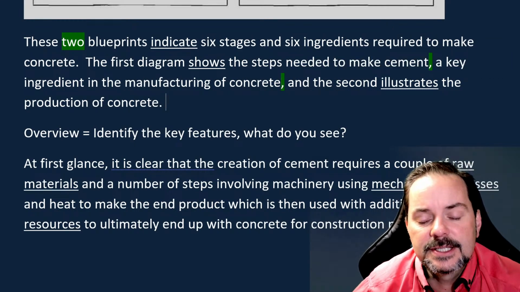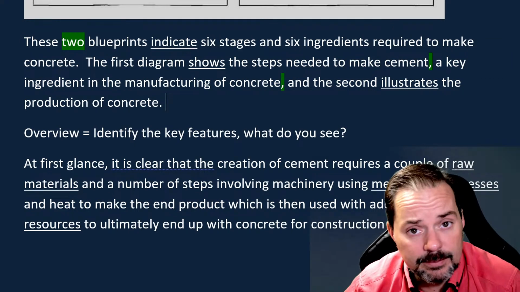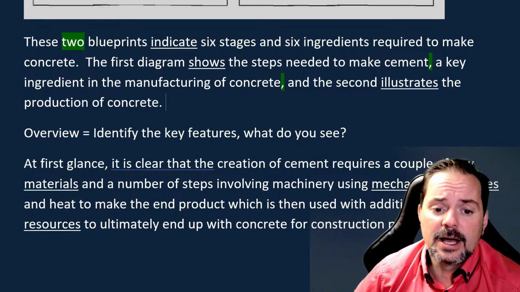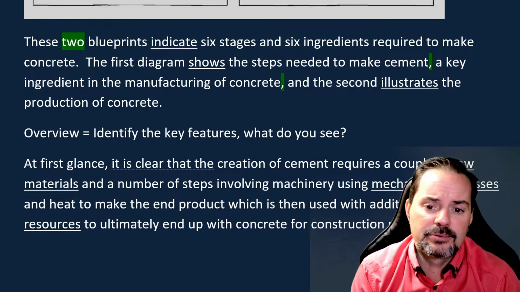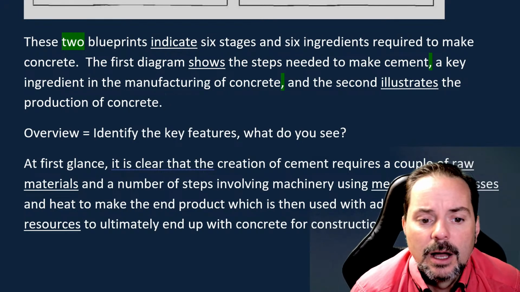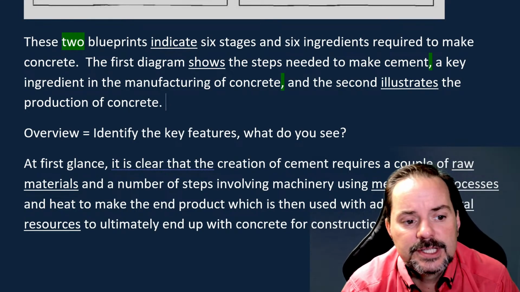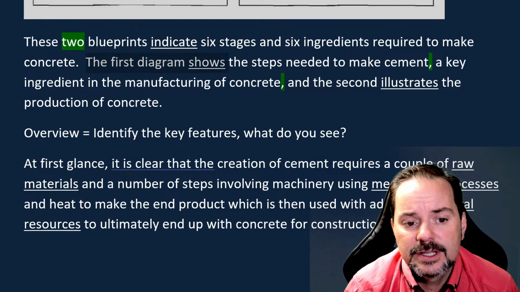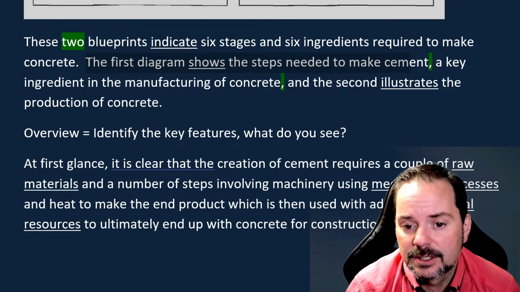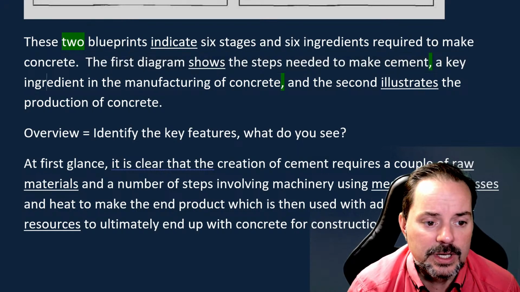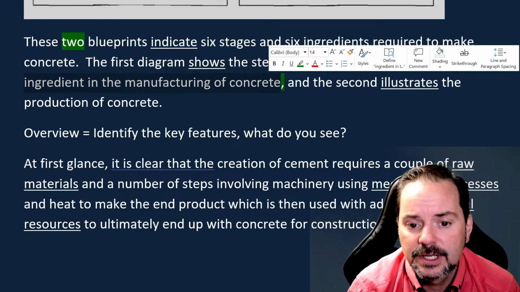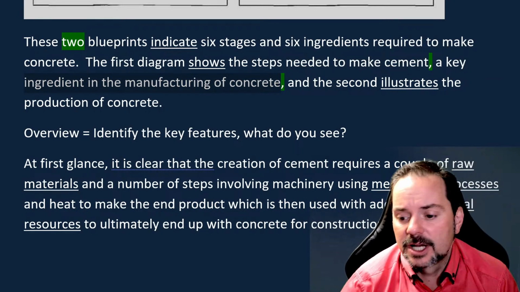This is again testing your English. It's very important. If you want a band 8 or a band 9, these commas have to be present. Okay, why is there a comma here and here? Can anybody tell me that? So watch the sentence again. The first diagram shows the steps needed to make cement, a key ingredient in the manufacturing of concrete, and the second illustrates the production of concrete.